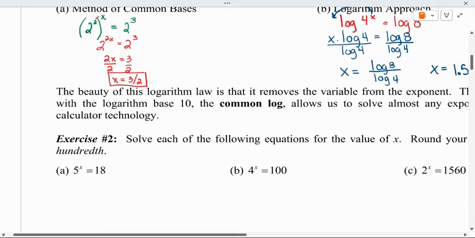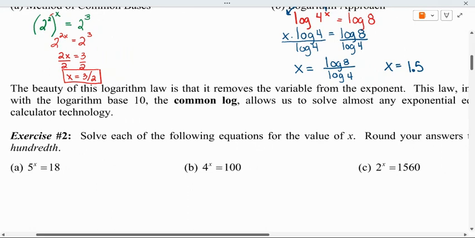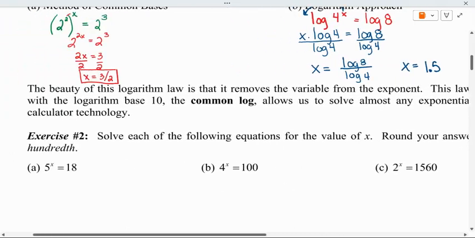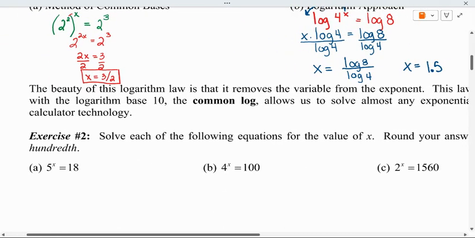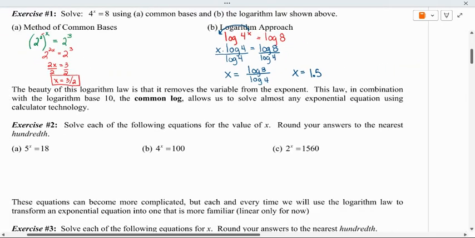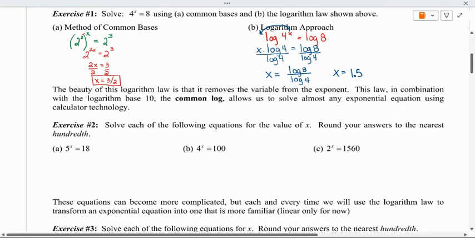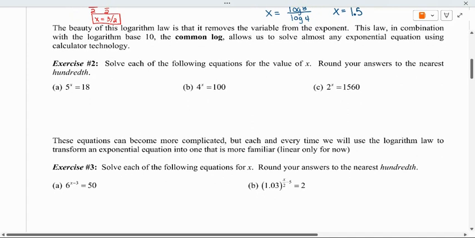So the beauty of this logarithm is that it removes the variable from the exponent. This law in combination with logarithm base 10, the common log, allows us to solve almost any exponential equation using a calculator.